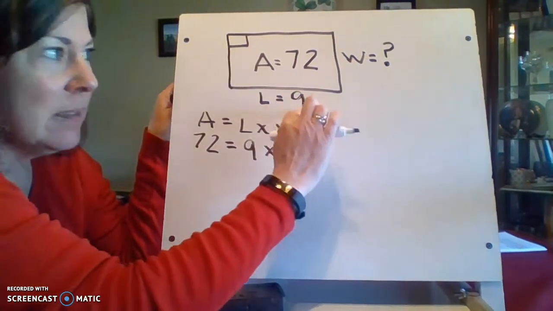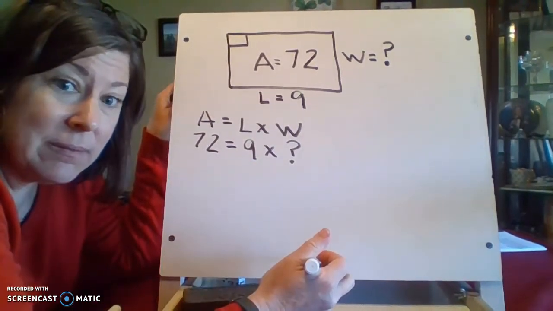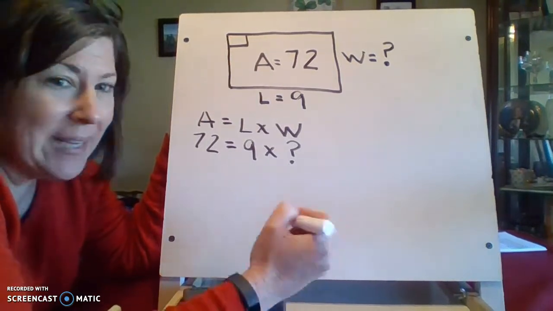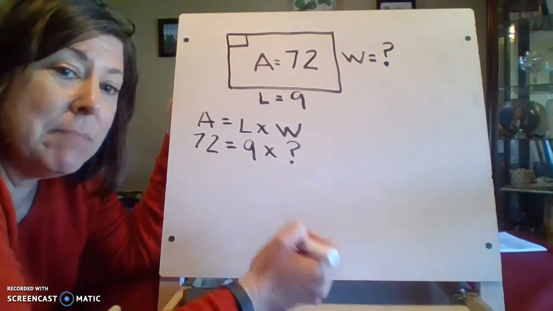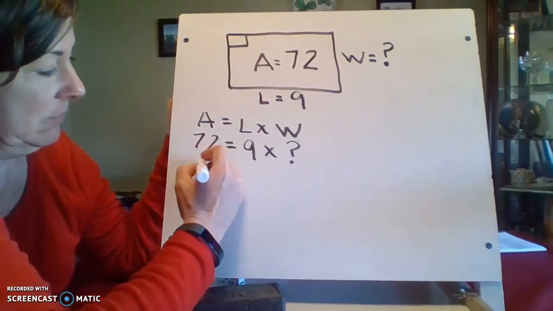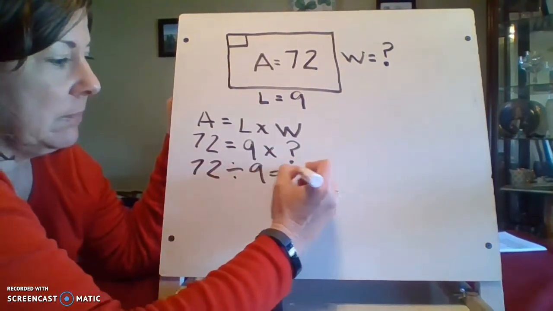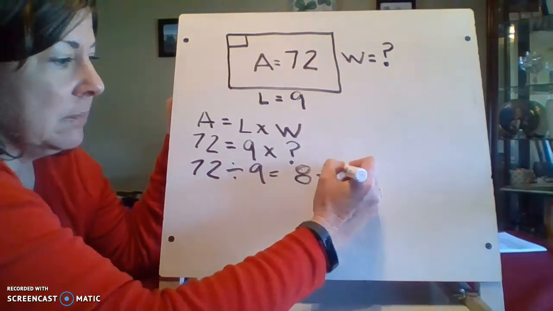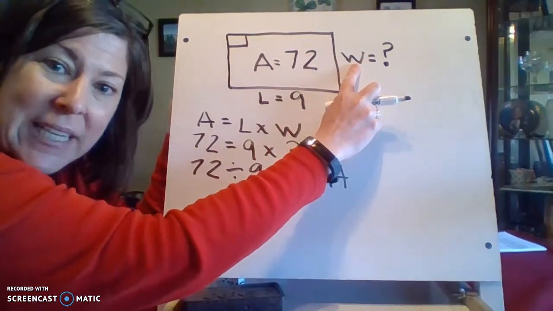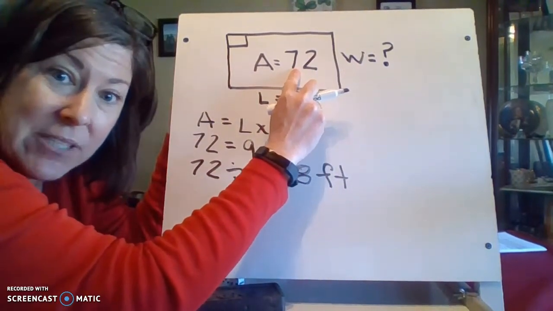I'm thinking 9 times what gives me that 72? Well, you might just know it in your head. I hope you do. But how I would actually solve it is by dividing, not by multiplying this one, because my missing part is the factor. So my width is 8 feet, and I can check myself. 8 times 9 gives me that 72.